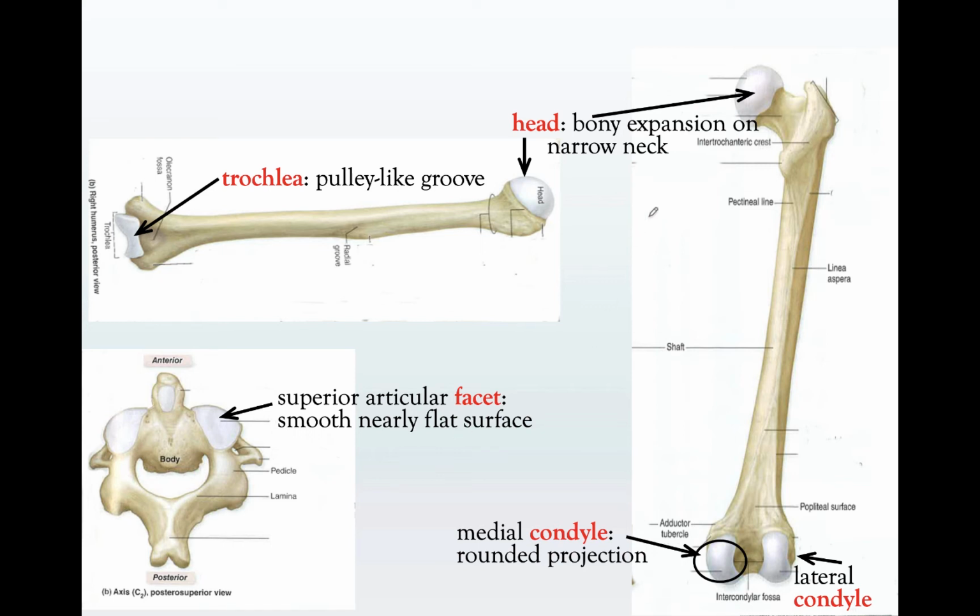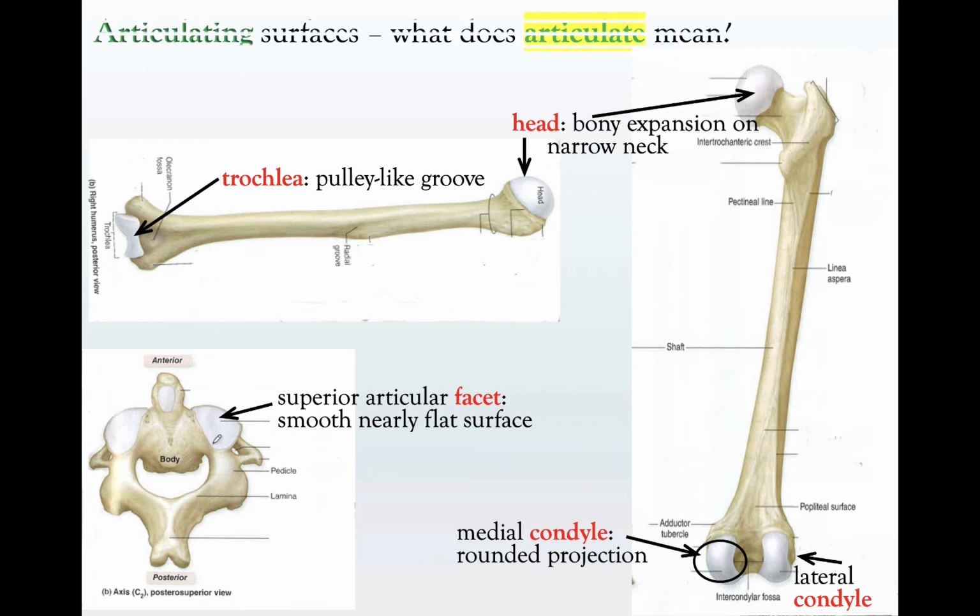Now I want to point out to you that all of these pictures show another type of cartilage. This is the cartilage that covers the ends of these bones, and it's what's known as hyaline cartilage, sometimes referred to as articular cartilage, and we'll cover cartilage more later on. But what we've seen is articulating surfaces. What does articulate mean? Articulate means to join or to come together, and so that's what we're looking at there.